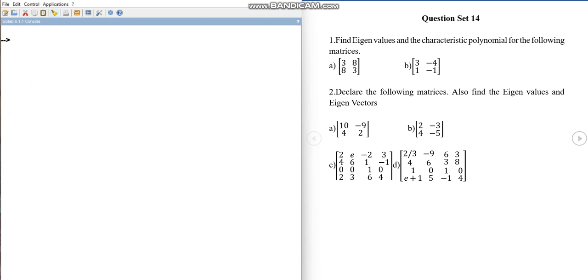Now the next is declare the following matrices and also find the eigenvalues and eigenvectors. So let us declare the matrix A first. [10, -9; 4, 2]. So as you know that the command for finding the eigenvalues is spec(A), but we want the eigenvector also. So what we can do, we can write in the bracket evac for eigenvectors, and we can use the variable eval for the eigenvalues, and then we are going to give the same command, spec(A).